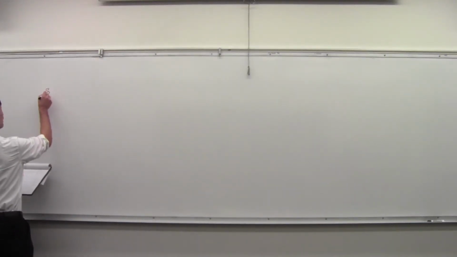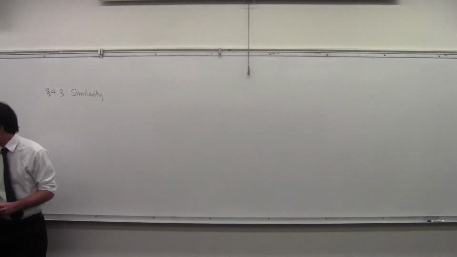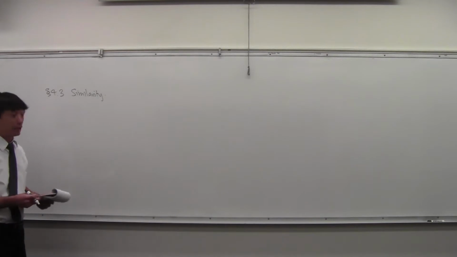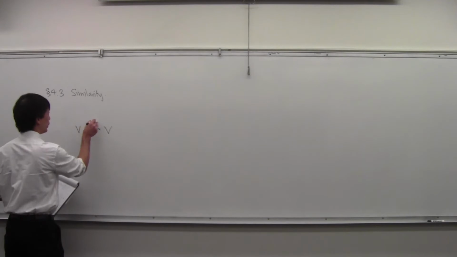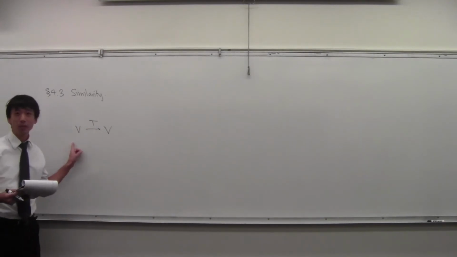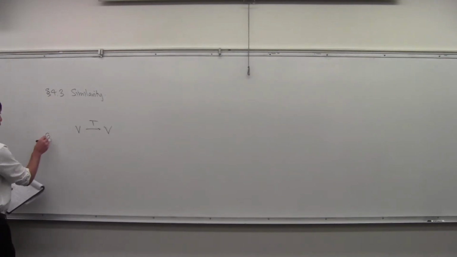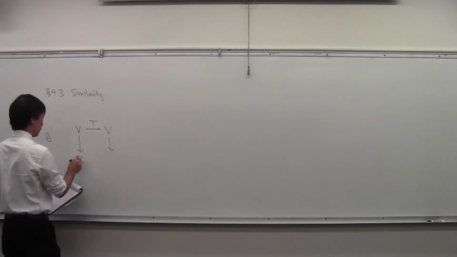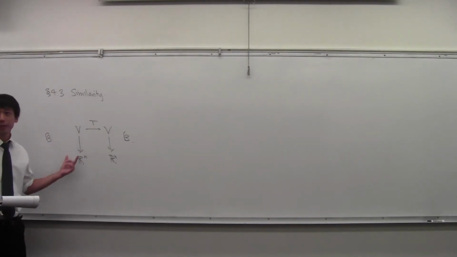So we're talking about similarity. Remember what's going on. We have a linear operator going from one vector space back to itself, right? We have a basis B, which we use on both sides. So you use the same basis on both sides.